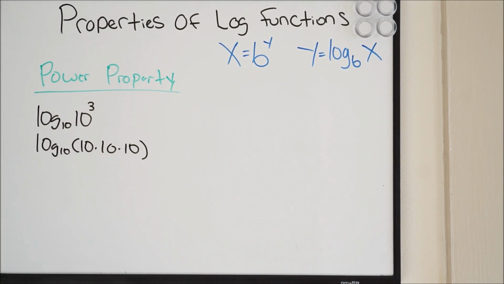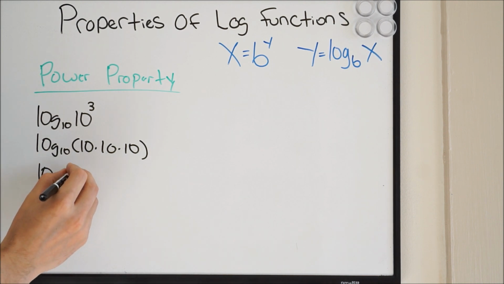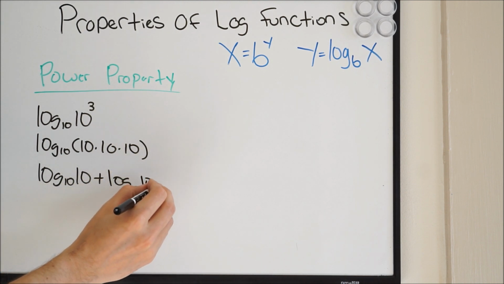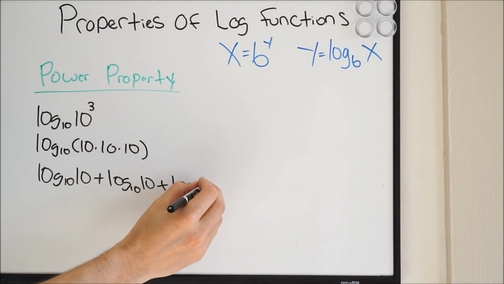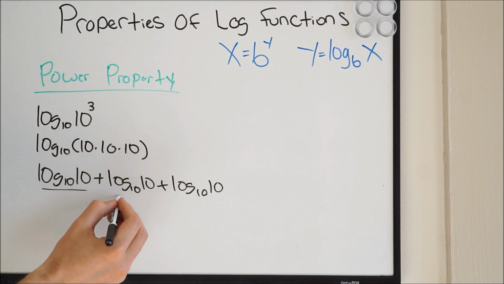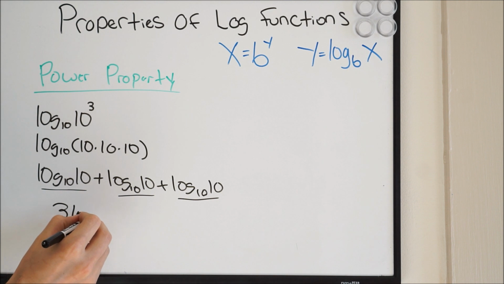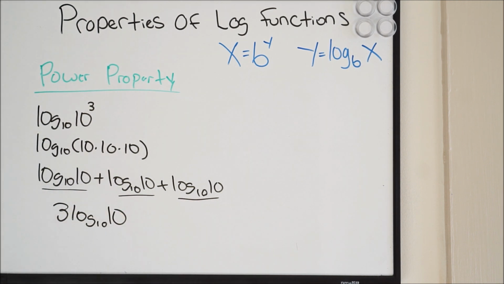Alright, well, going back again, same base, and we're multiplying. Well, we know here that we're going to add. So we do log base 10 of 10 plus log base 10 of 10, and then plus log base 10 of 10, okay? And then if you were to combine each one of these, because we can, this would be 3 log base 10 of 10.